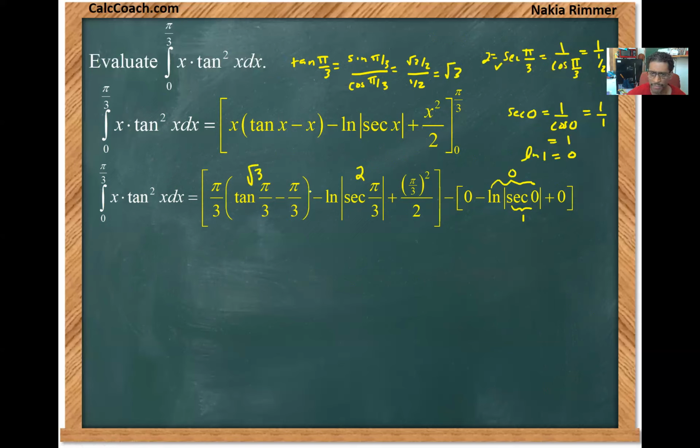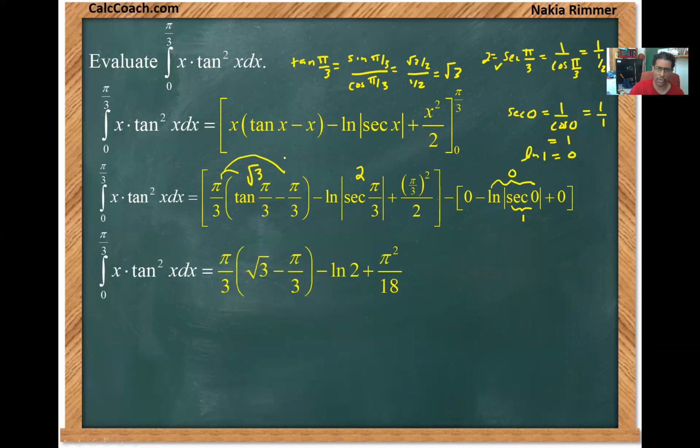And I think we're ready. There'll be distributing going on here. And so we'll distribute the pi over 3 across. And then this is going to be square the numerator, square the denominator. That'll be pi squared over 9. But then that's all over 2. That's how we get pi squared over 18. Here comes another pi squared from this distribution here. It'll be pi squared over 9.